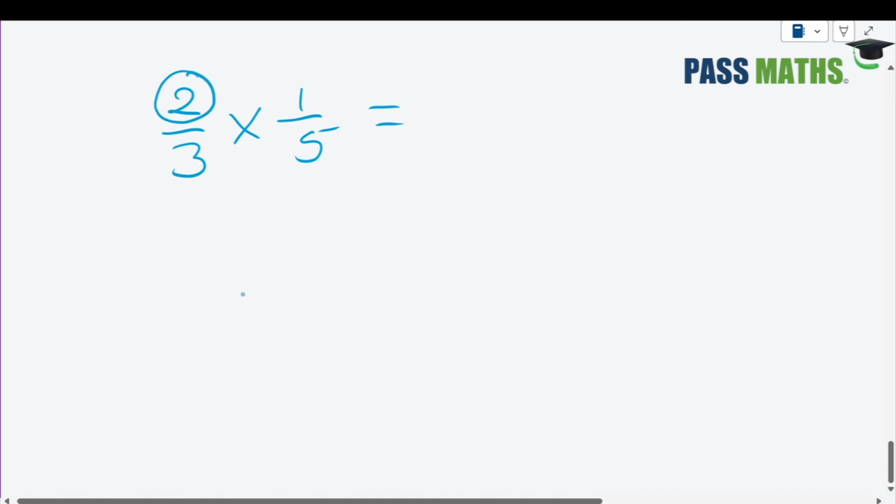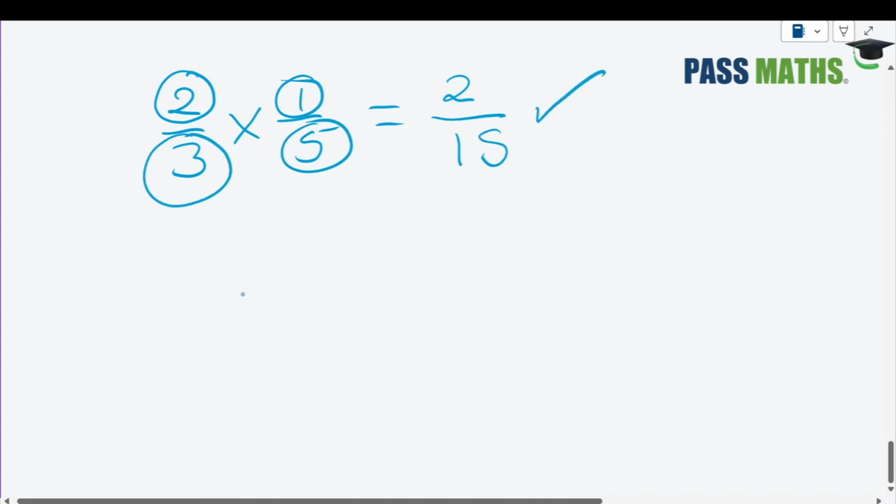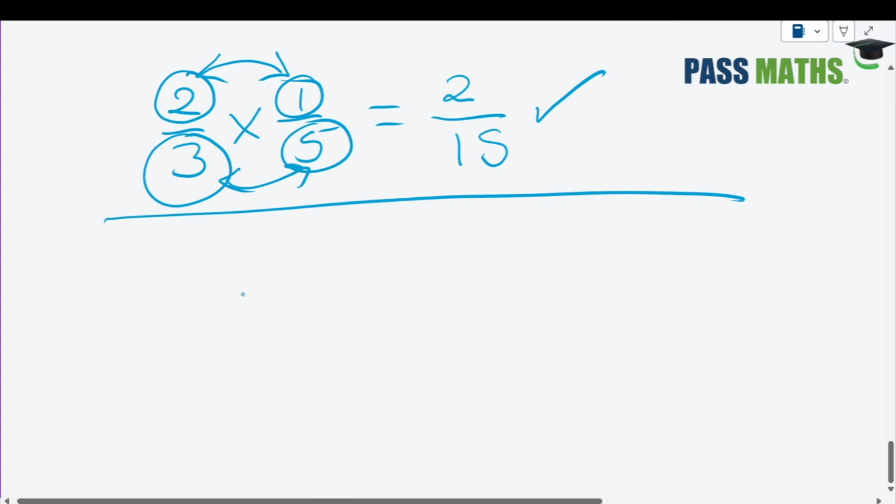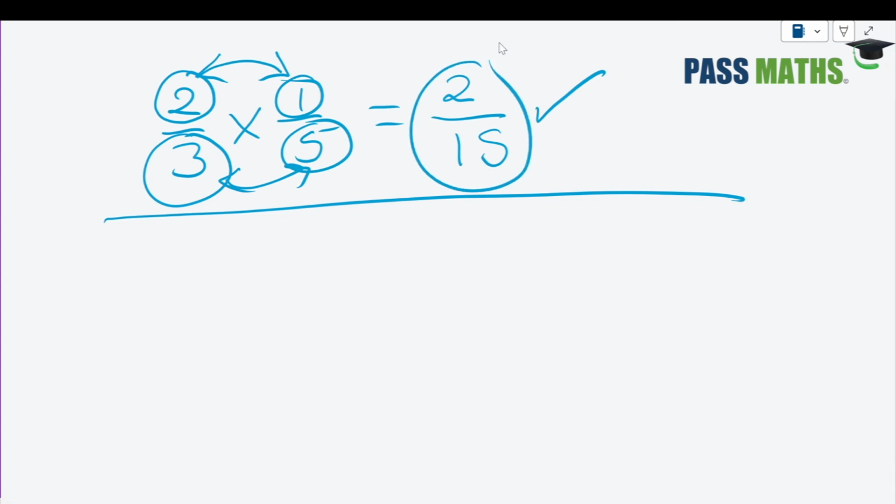Top number, which is the numerator, times the numerator: 2 times 1 is 2. Then denominator times denominator, which is 15. That's my answer, finished. So multiply them across like this: this times this, this times this. Then in the answer, try to simplify if you can. If you can't, just leave it like this.